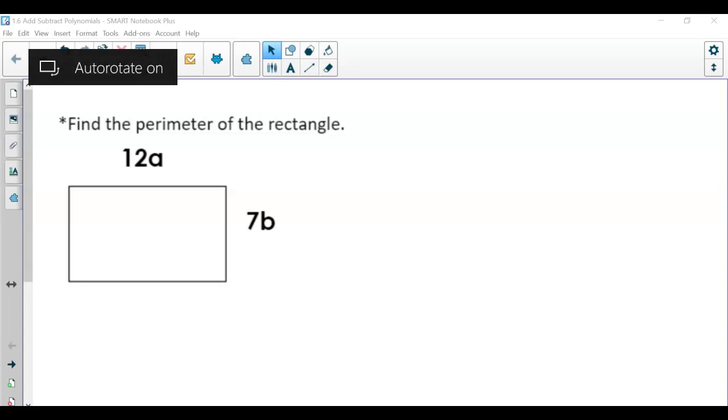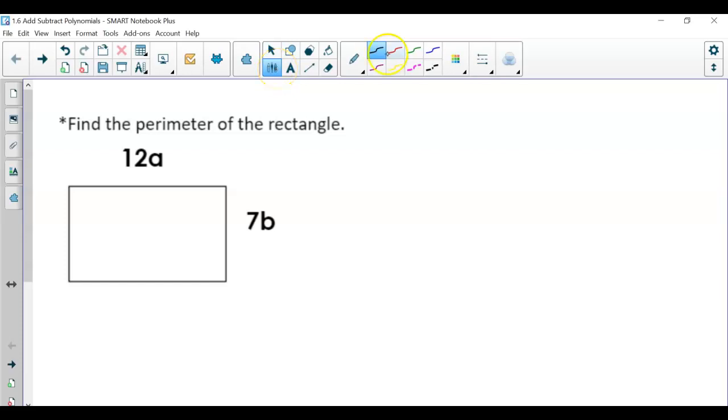In this video, we will be going over the lesson, which is on adding and subtracting polynomials. This is the review question in the very beginning before we get started. So go ahead and pause the video and make sure you can find the perimeter of the rectangle on your own. And here we go.